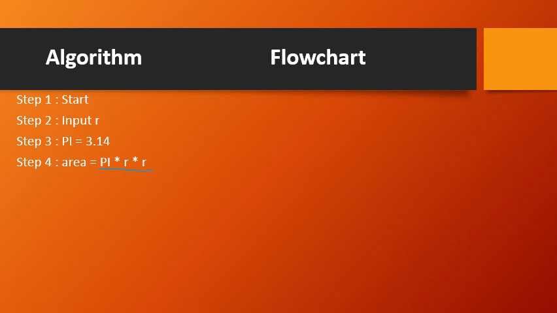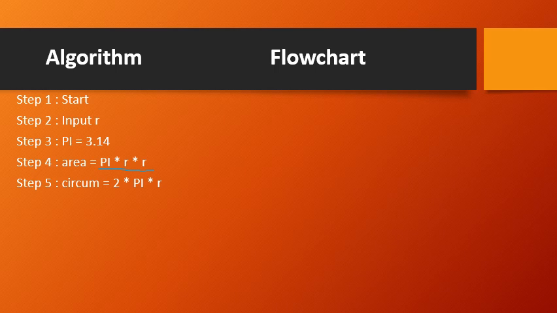In a program or an algorithm, we will not write r square. Instead of that, we write r into r. And you may see this star here. That star indicates the multiplication operation. So area is equal to pi into r into r, that is pi r square. So we calculated the area here. And what is the next step? To calculate circumference. I am using a short keyword here, circum. So circum is equal to 2 into pi into r.